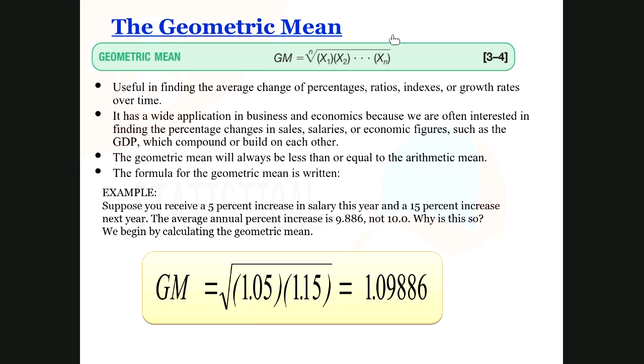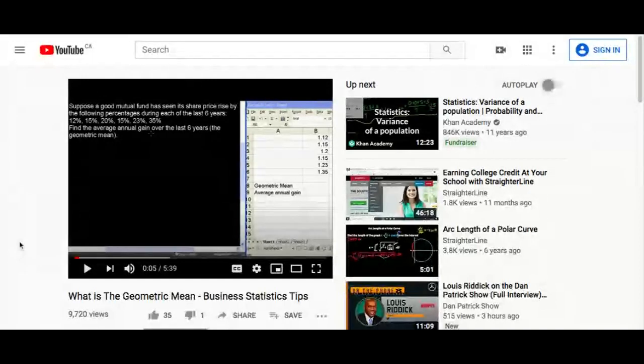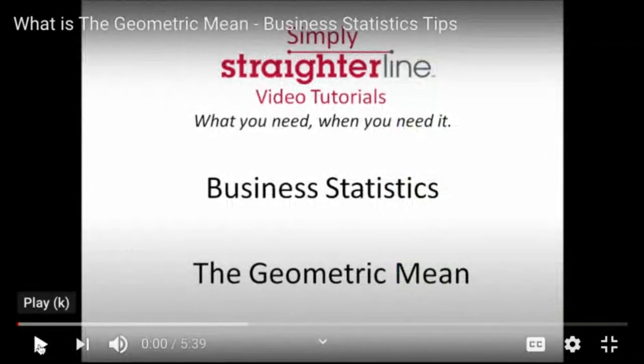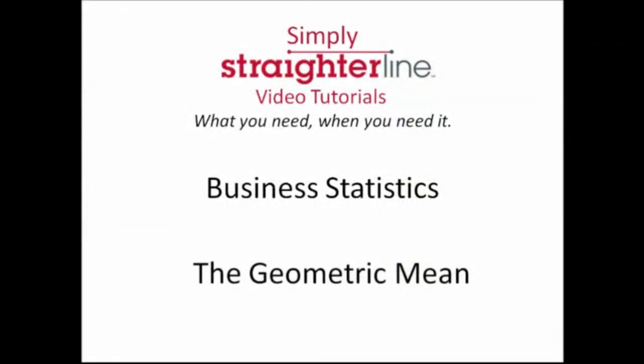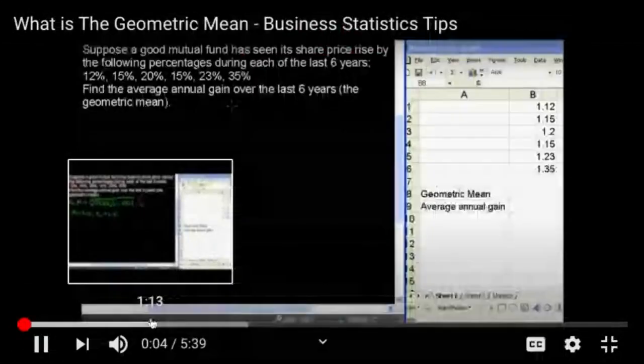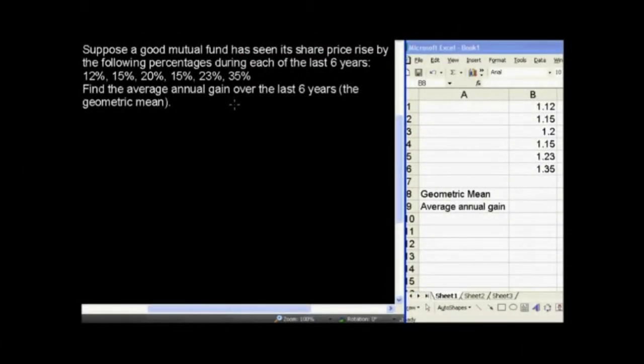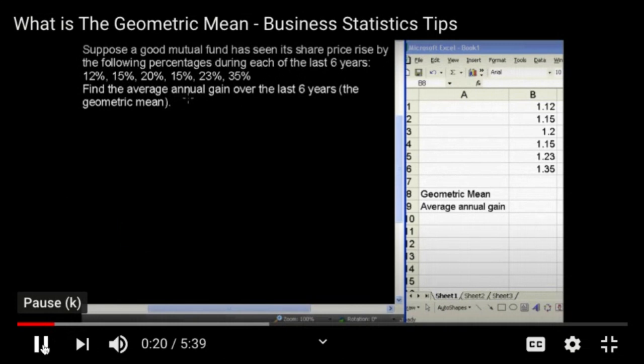And you'll see that it applies much more to business, if not all of business. Suppose a mutual fund has seen its share price rise by the following percentages during each of the last 6 years: 12%, 15%, 20%, 15%, 23%, and 35%. Find the average annual gain.